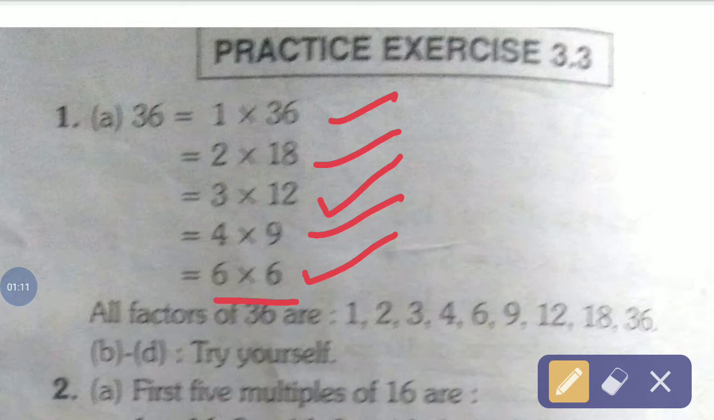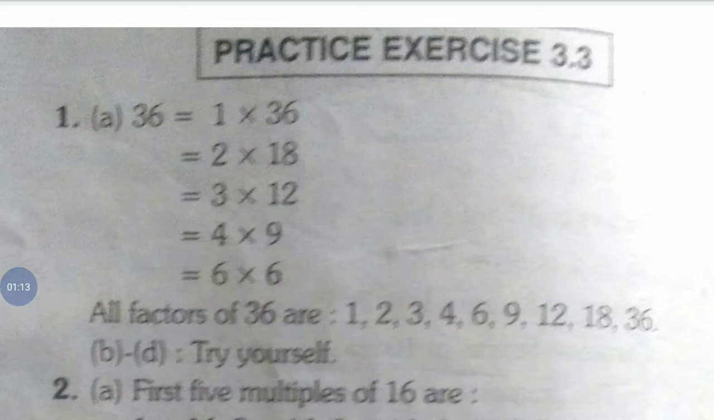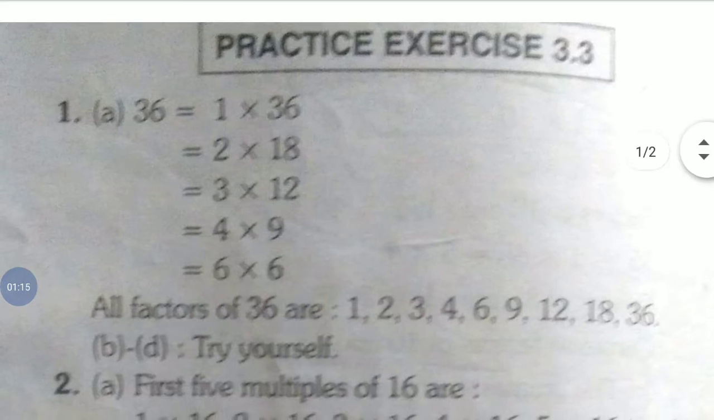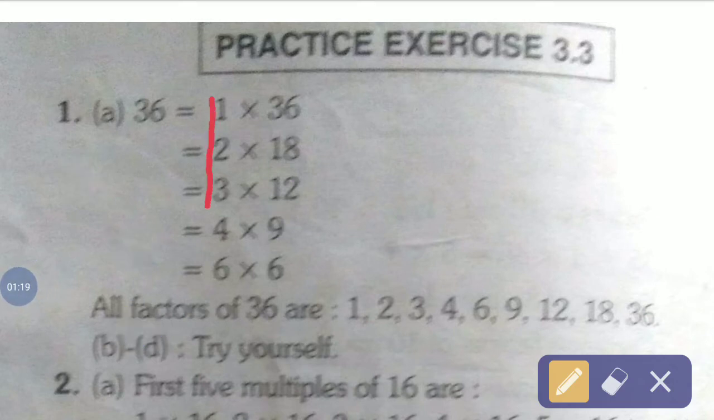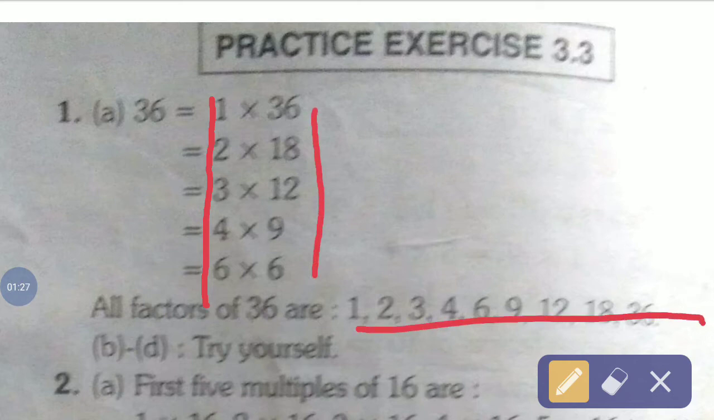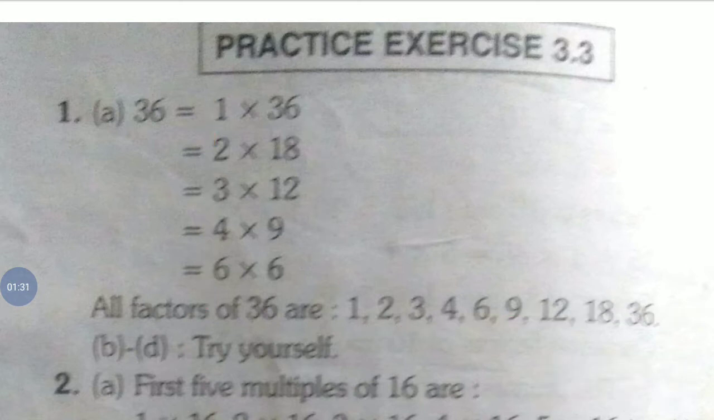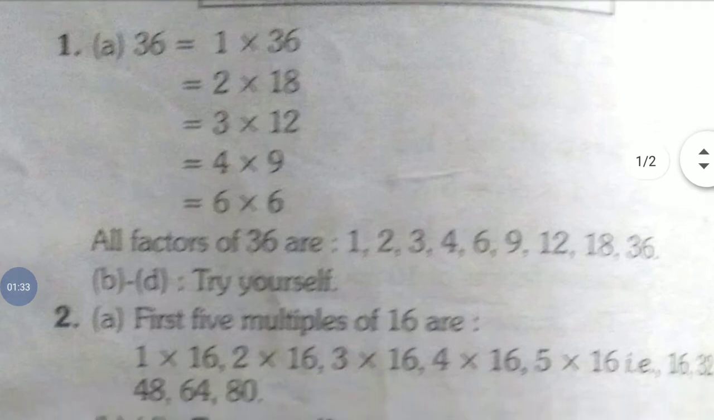So all the factors of 36 are 1, 2, 3, means what are the factors? You have to write all these numbers: 1, 2, 3, 4, 6, 9, 12, 18, 36. These are all the factors of 36. So B, C, D, you can do it by yourself. Now we'll see the second example.